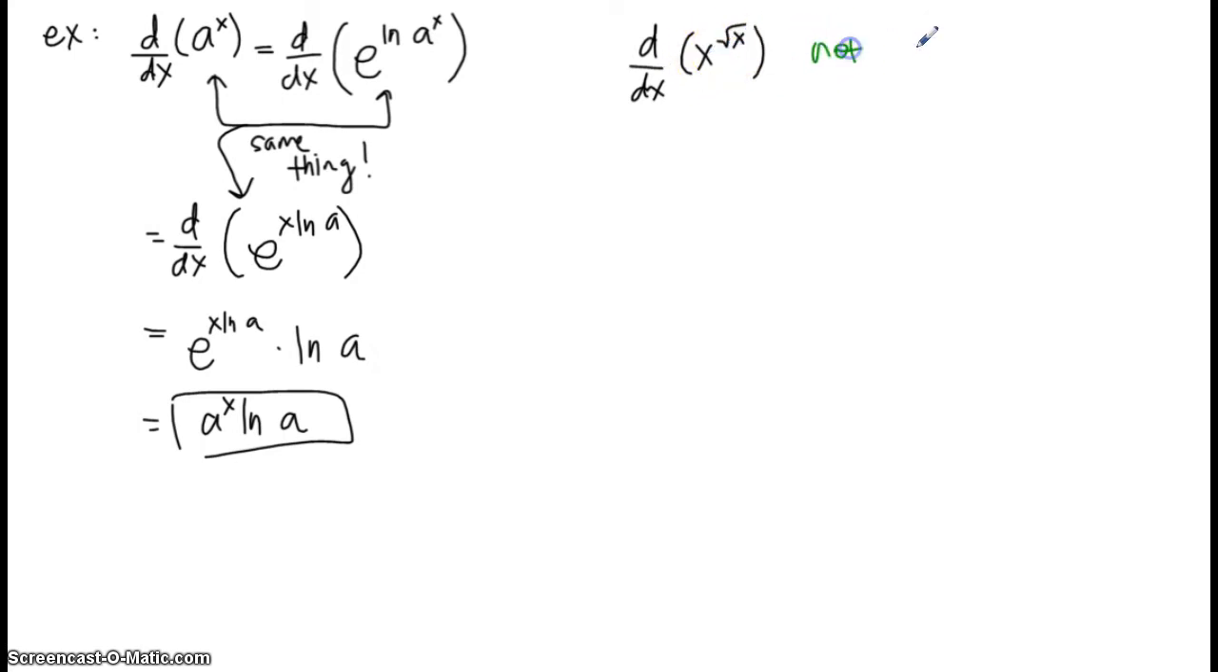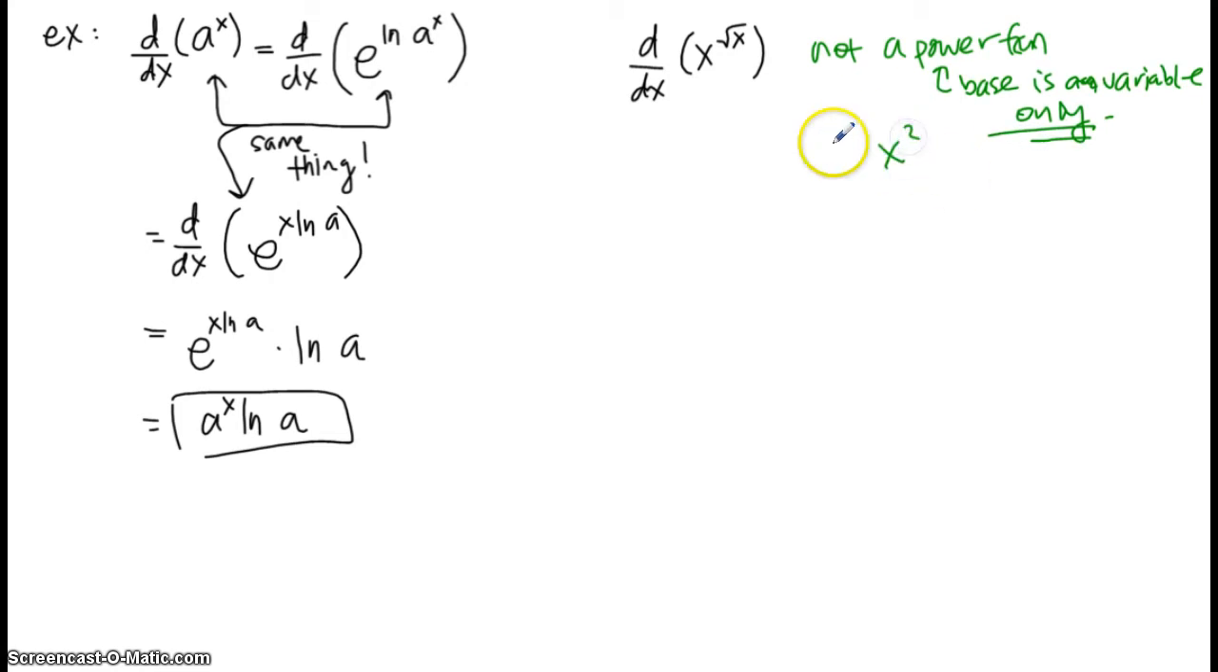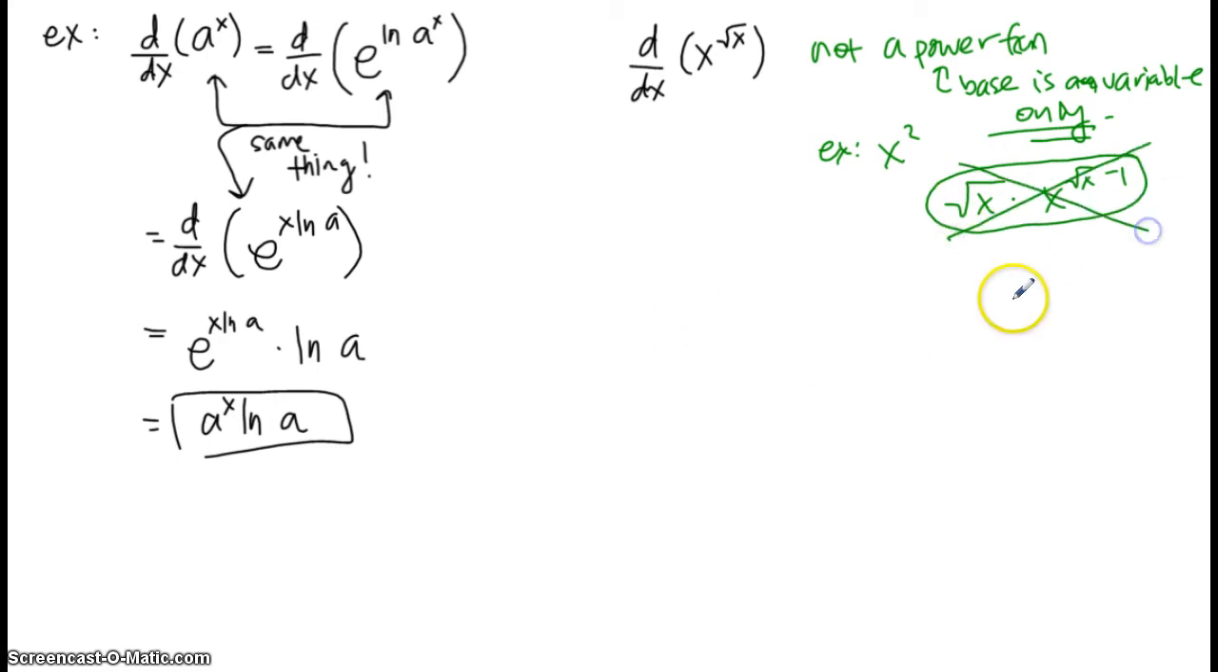This is not a power function. That is not a power function because in a power function only the base is a variable, not the exponent. So this is the one like x to the second power, for example. Therefore, this is not going to equal, you cannot bring this down, square root of x times x to the square root of x minus 1. This is preposterous because we are not dealing with the same functions.